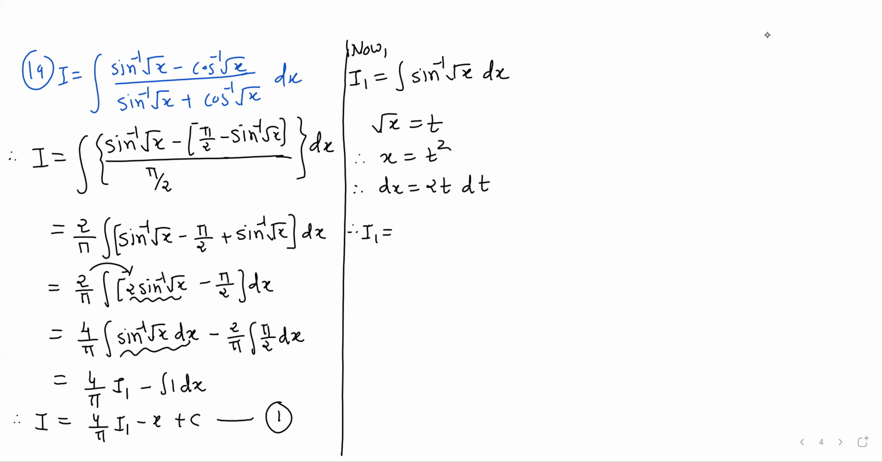Therefore, I1 is equal to integration of sine inverse of root x, which is t, into dx replaced with 2t dt, is equal to 2 times integration of t sine inverse t dt. Again, applying the u into v rule. Please reply in chat. What is the UV rule? Write the formula.